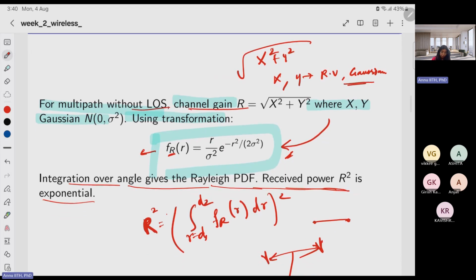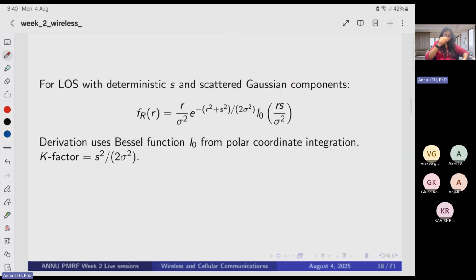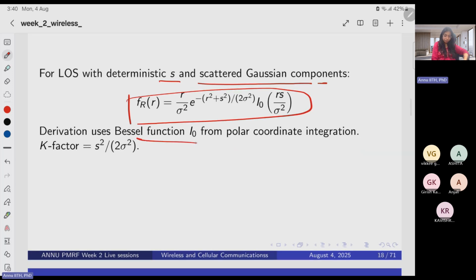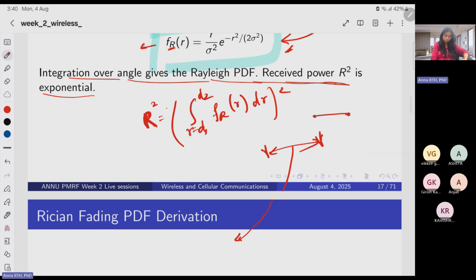If x and y are Gaussian in nature, you get e power minus r square divided by 2 sigma square. When we have a deterministic component and a scattered Gaussian component, then you get this term, and it uses the Bessel function, with polar coordinates integration and the K factor. If you want to calculate the received power from R1 to R2, it's just an integration over R, but this is more complicated compared to the Rayleigh case.